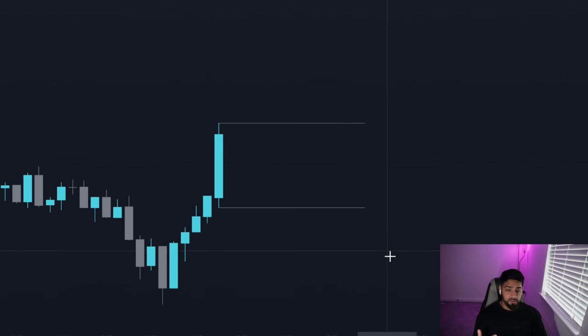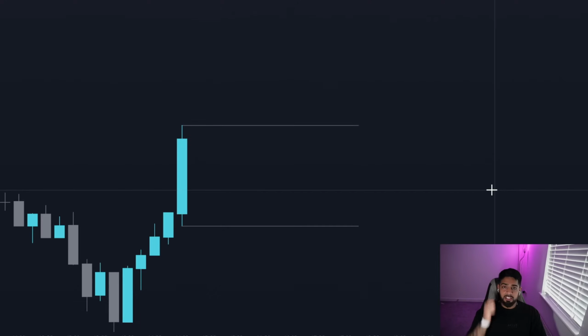Now, like they say, the trend is your friend, so we don't want to go against it. So we've understood our bias and we've got our opening range. Now we're just waiting for the next piece of the puzzle, which is the breakout.